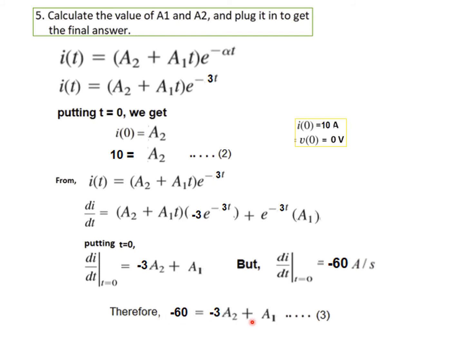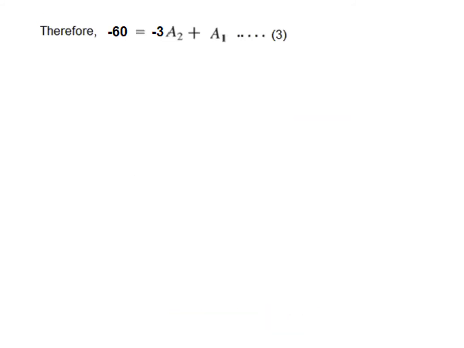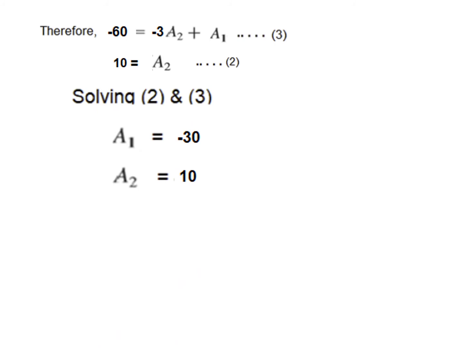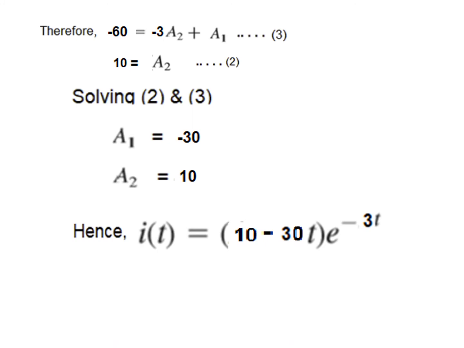Plugging in, we get the third equation, equation number 3, which is this. Now we'll solve this equation and this, or we plug in the value of A2 in this to get A1. So these are the two equations. Now put in the value of A2 in this, and we get A1 to be minus 30. So A1 is minus 30, A2 is 10, and plugging the values into the main equation, this is the final answer.